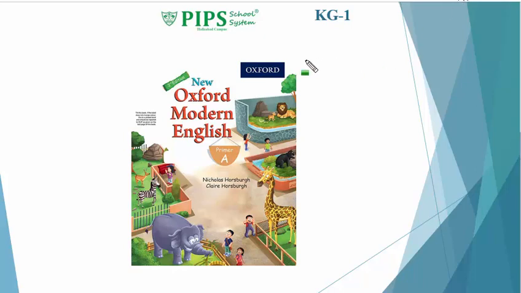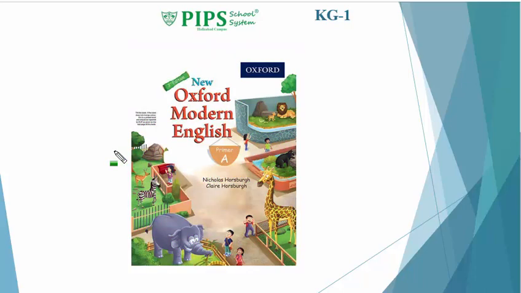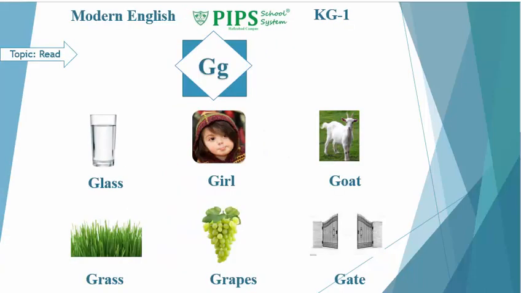KG1 class, today we are going to study from the book New Oxford Modern English Primer A. Let's begin today's lesson. Today our topic is read. KG1 class, first of all watch on screen.